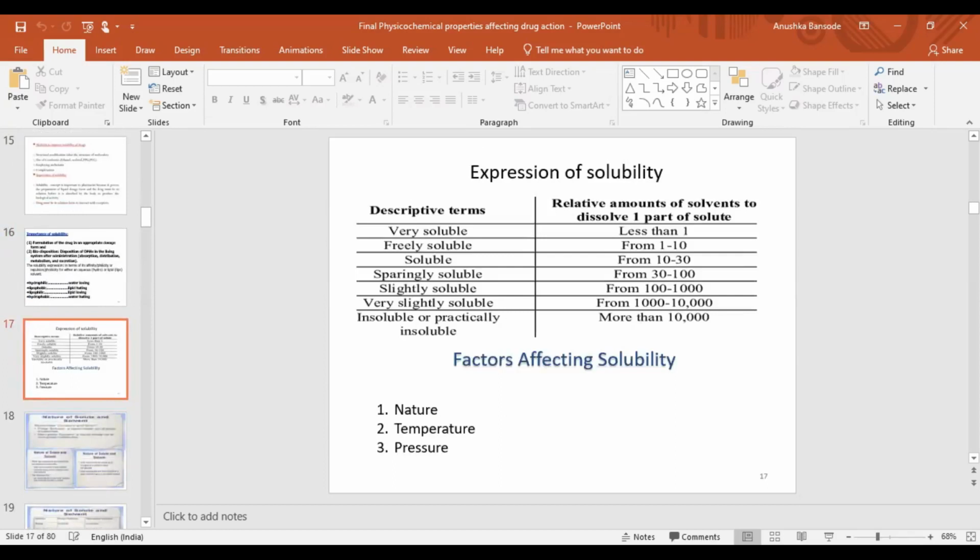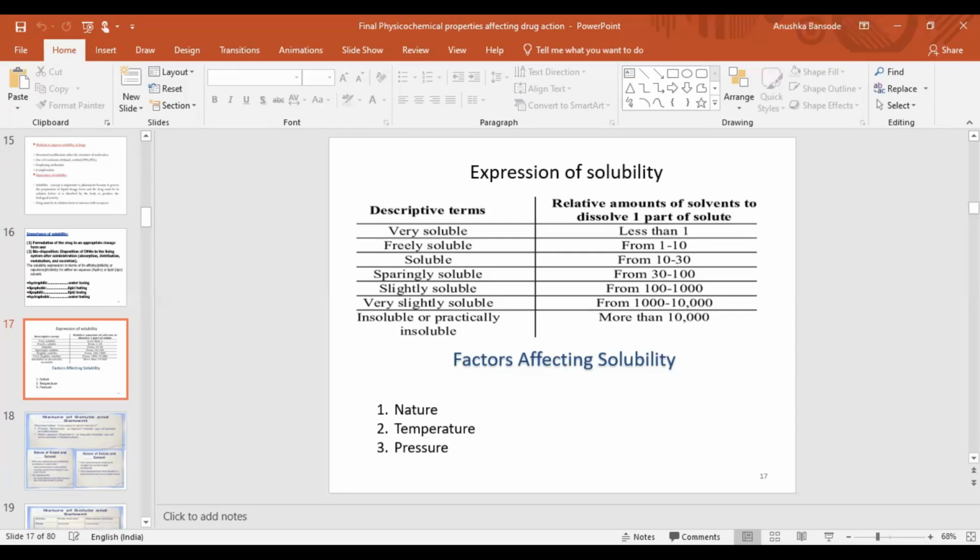So we had already studied how the solubility is expressed, and this particular table tells us about the relative amount of solvent which dissolves one part of solute. When we call a substance very soluble, the relative amount of solvent to dissolve one part of solute is less than 1. When it is freely soluble, it is 1 to 10. When it is soluble, it is 10 to 30. Sparingly soluble is 30 to 100. Slightly soluble is 100 to 1000. Very slightly soluble is 1000 to 10,000. And when we call the molecule practically insoluble, it is more than 10,000.